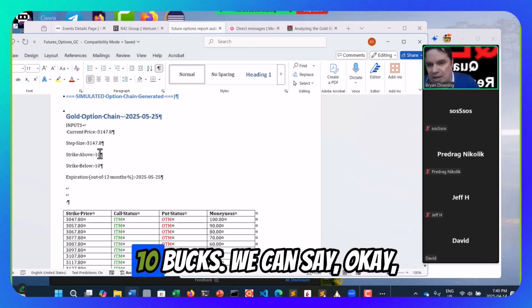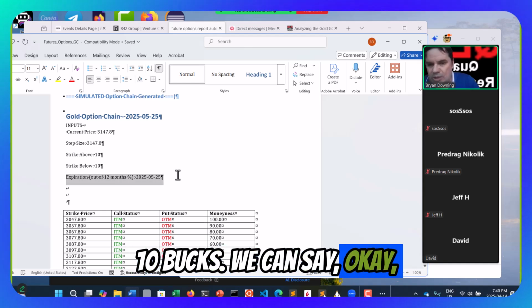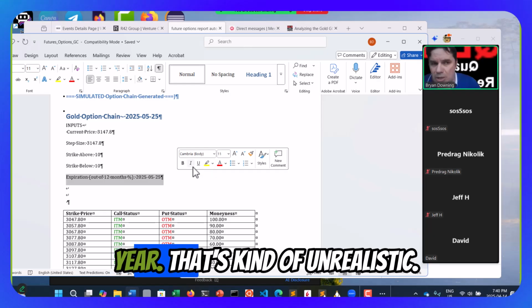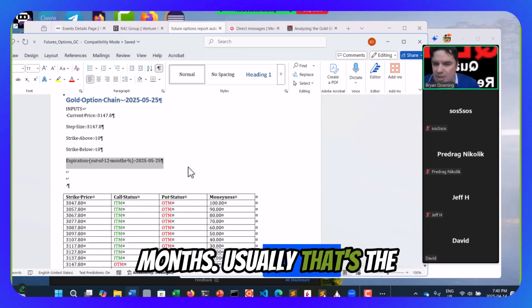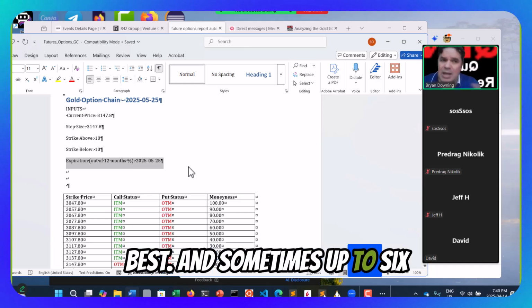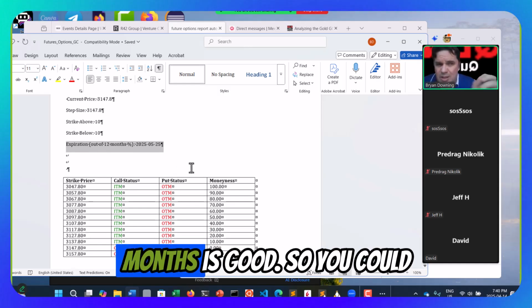So we have, let's say, $10. We can say, okay, let's try to measure out a 1 year. That's kind of unrealistic, but it could be a month, 3 months. Usually that's the best, and sometimes up to 6 months, but usually 3 months is good.